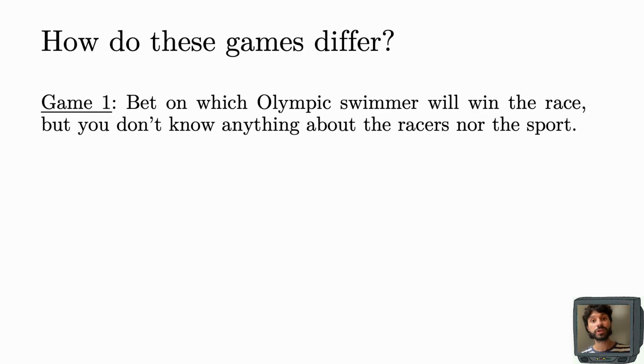Okay, let's briefly switch gears to think about how two kinds of games or bets might differ. Here is a first game, and I'll ask you, how do these two differ? You'll bet on which Olympic swimmer will win the race, but you really don't know anything about the racers nor the sport. That's kind of the case for me. You might not even know the rules very well, like how they are supposed to swim, etc.